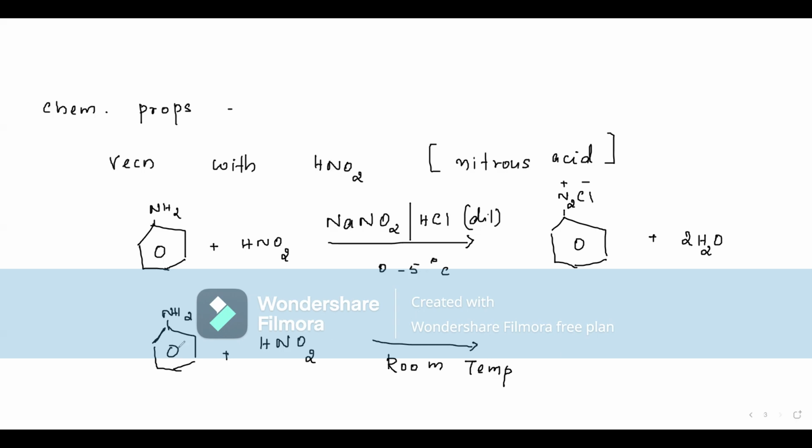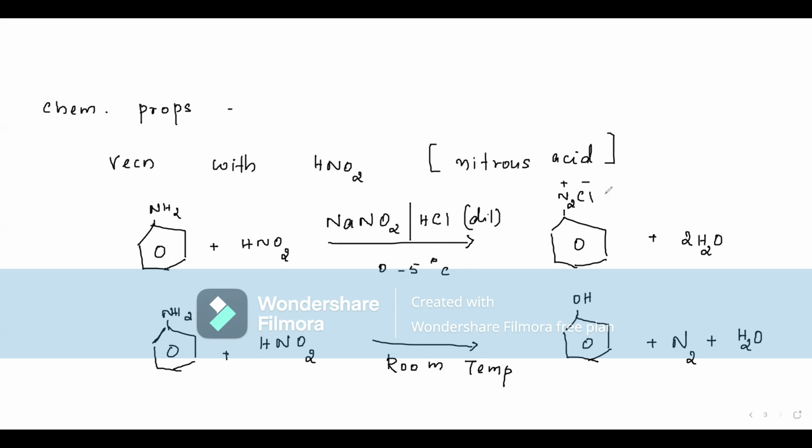If you are performing the reaction between aniline and HNO2, that is NaNO2 and HCl, you will be getting the corresponding alcohol. That is here, phenol will be the product: phenol plus N2 plus H2O. All right, so this is the reaction. Notice the change. Only temperature is the difference.